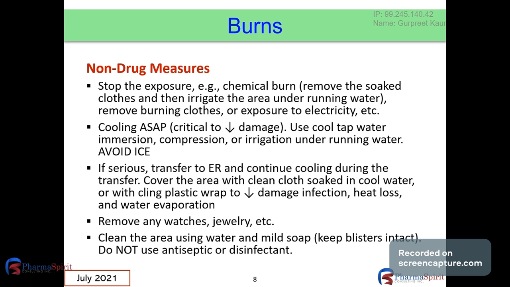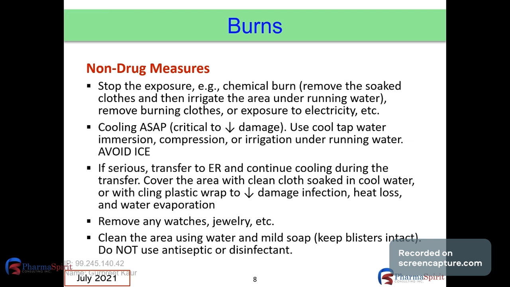We need to start cooling as soon as possible using cool tap water immersion. Immersion means you put the affected area in something that's full of tap water. Or by compression: you get some cloth and soak it with water, then apply this to the affected area, for 20 minutes. Or we can do irrigation. So there are 3 different ways of cooling: immersion, compression, or irrigation. Irrigation is by keeping the area under running tap water for 20 to 30 minutes.